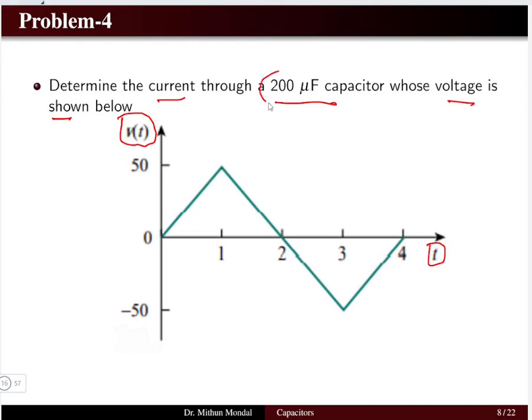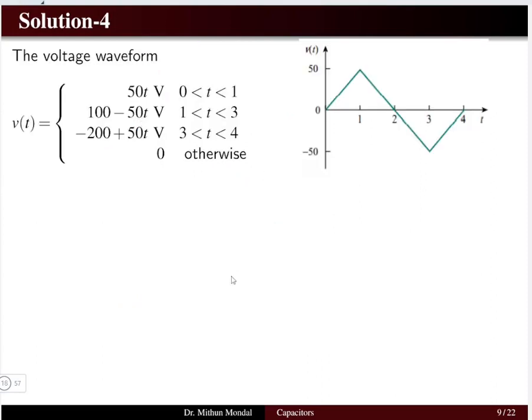Capacitance value is 200 microfarad and we have to determine the current for the voltage given to us. So you know that when the voltage waveform is given, then we have to split this voltage waveform into different time zones so that we can form some mathematical equations. So the time is split between 0 to 1, 1 to 3 and 3 to 4. After 4 you do not have any magnitude of the voltage.